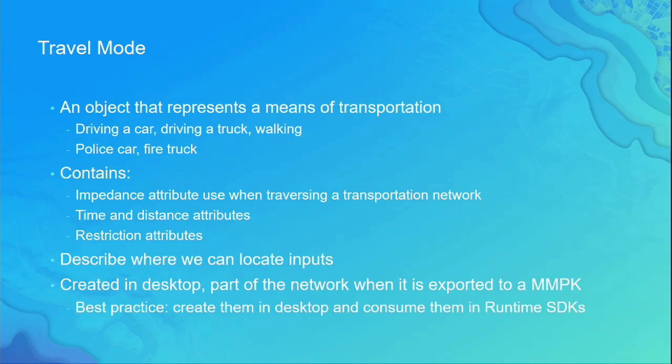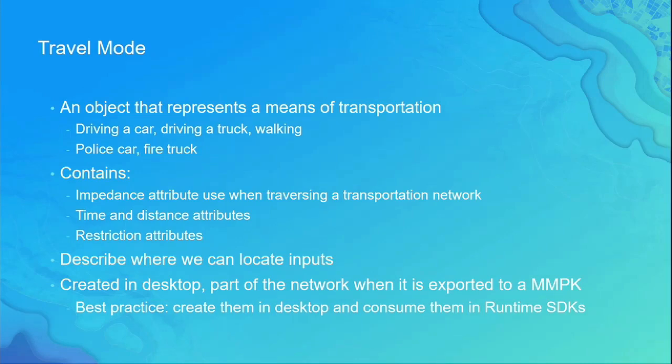So driving a car versus driving a truck. Cars probably can go more places than trucks can go. There might be height restrictions. Another good example would be rural driving a car versus driving a car. In a rural environment, you're more willing to drive on unpaved dirt or gravel roads. Increasingly, something that's very common is that people will create travel modes for specific kinds of vehicles, for a police car versus a fire truck.